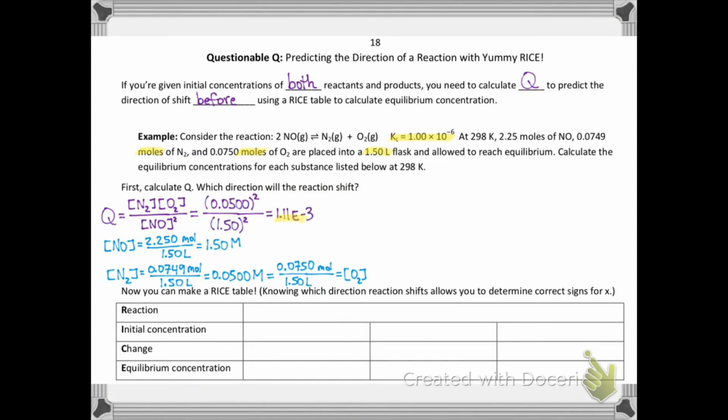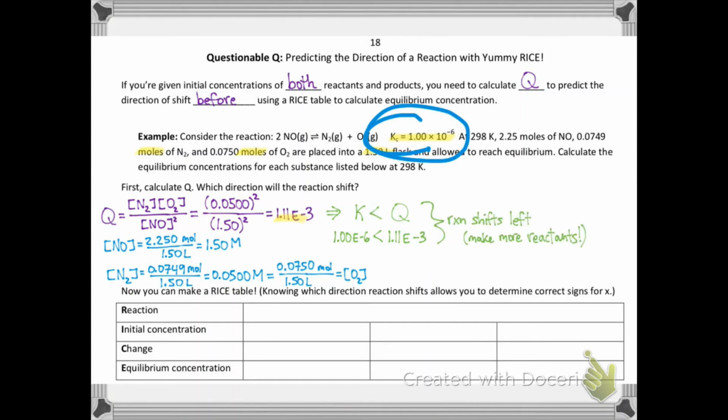Okay, when we solve for Q, we got a pretty tiny number, but did you notice that K is also a tiny number, and in fact, K is tinier. Hopefully you remembered the trick to write these in alphabetical order. Since we wrote K before Q, it is going to be pointing in the direction the reaction will be shifting. This time, this reaction is not going to be proceeding in the forward direction from these conditions. It's going to be proceeding in the reverse direction. It's going to shift left.